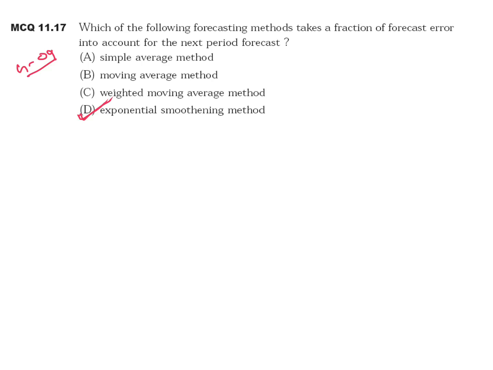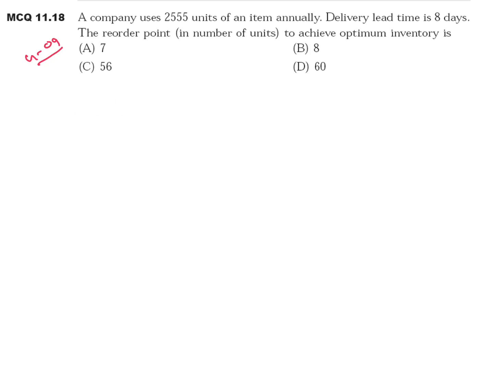A company uses 2,555 units of an item annually. Delivery lead time is 8 days. The reorder point in number of units to achieve optimum inventory is how much? This is a GATE 2009 question. This one was also already asked in Vizag Steel. You have to calculate the reorder point.